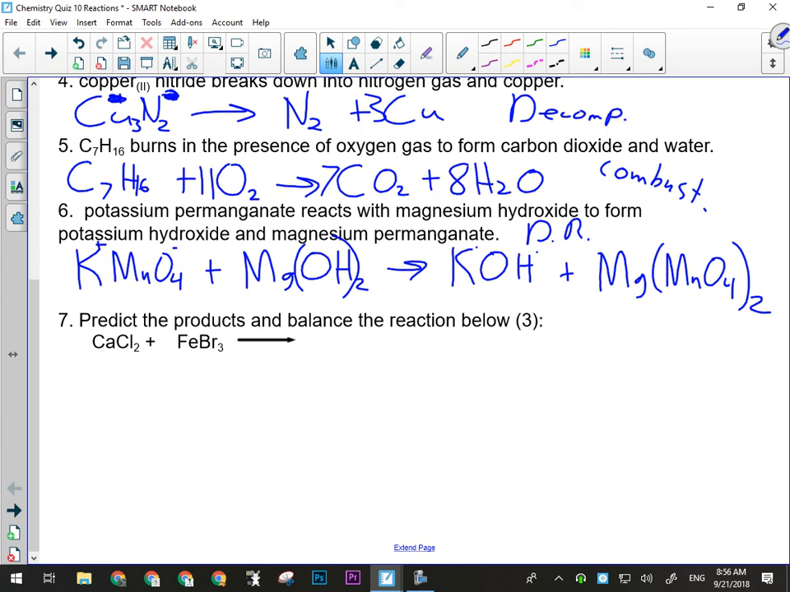Now I need to balance everything. So I'll start with hydroxide. There's 2 hydroxides over here. Now there are 2 over here. That gives me 2 potassiums. So I'm back over here to fix the potassium. That gives me 2 permanganates. There's 2 over there. And now I'm done.